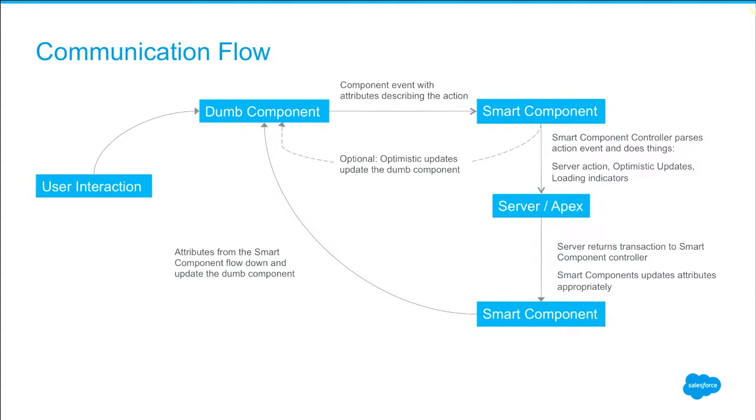So what's our communication flow going to look like? Bringing this all together so we're all on the same page. The user has an interaction. Let's say they click something. The dumb component fires an event. It goes to the smart component.